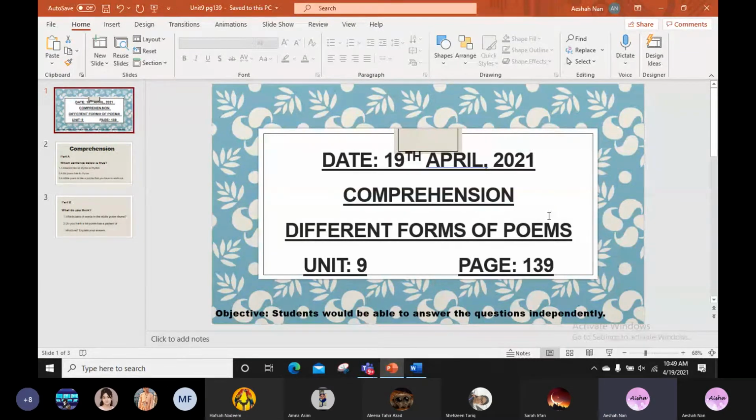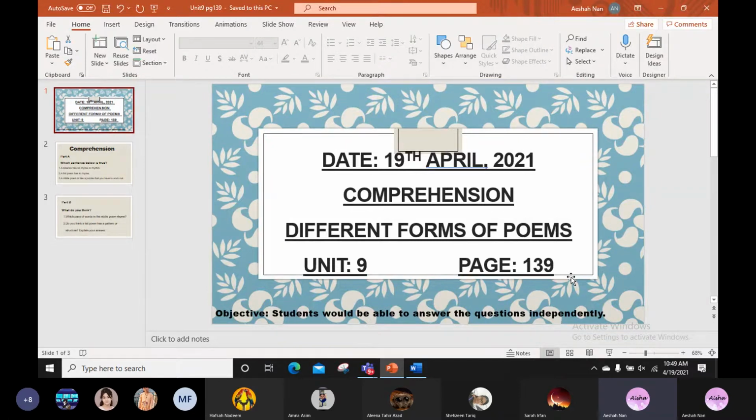This is a confidential work, so you have to send me the page that has been created. And the topic is different forms of poems, unit 9, page 139. We have read another three types of poems given on page 138. They were list poem, limerick, and riddle.